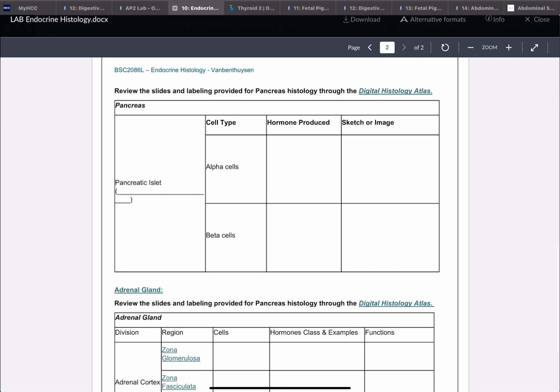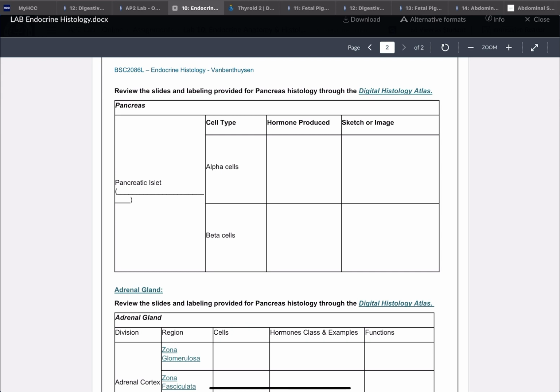So same thing you'll want to do with the pancreas. The pancreas has both endocrine and exocrine function. So when we're talking about endocrine function and the secretion of hormones, these cells can only be found in the pancreatic islet. And again, you'll see the brackets, which represent the alternate name for the pancreatic islet, and that would be the islets of Langerhans.